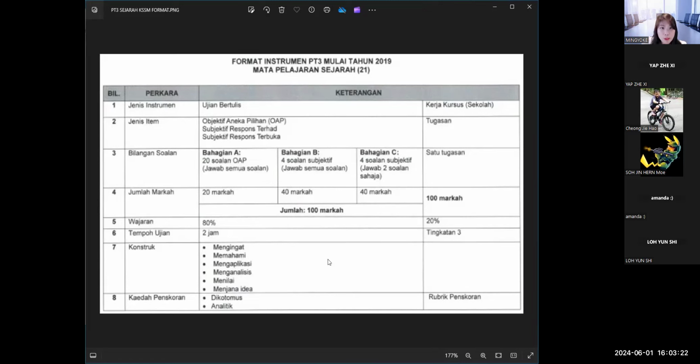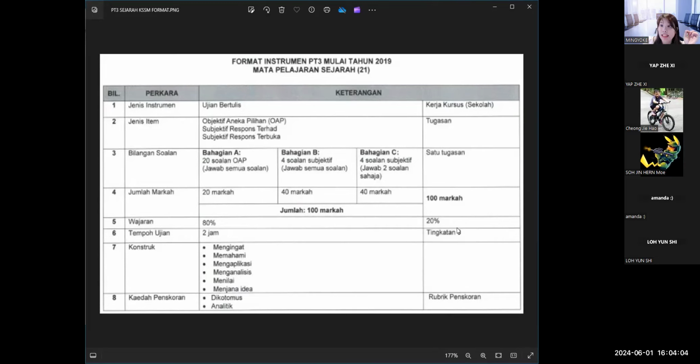According to the questions in Bahagian A, B and C, the total is 100 marks. Within the 100 marks, you will basically have only 80% marks, but your first term exam, the midterm exam, is 100%. This format with kerja khusus at 20% is only for your UASA exam.